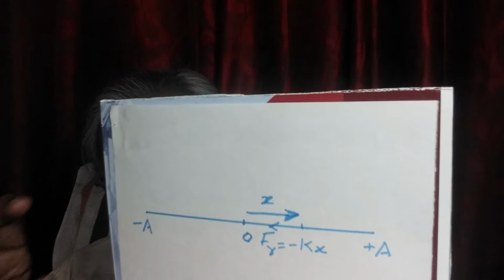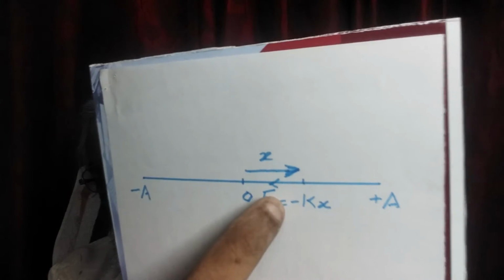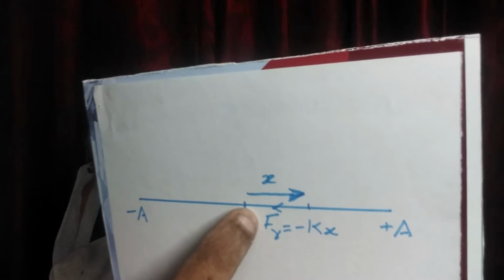Because of the inertia possessed by the vibrating system, it is unable to stop there. Just like an athlete taking part in a 100-meter race, as he approaches the finishing point, he can't stop by himself. He continues running a little more. That is due to inertia. Like this, when the load comes to O, it has maximum velocity, so it can't stop by itself because of inertia. So it passes to the other side of O.